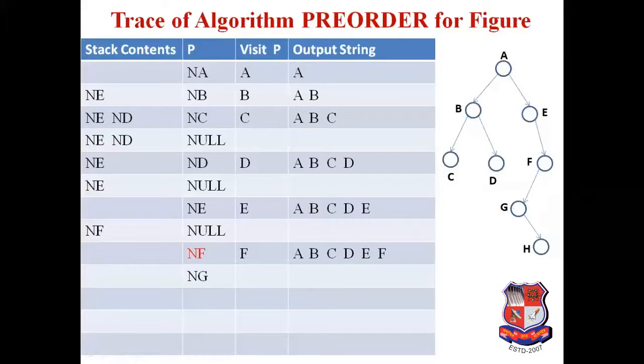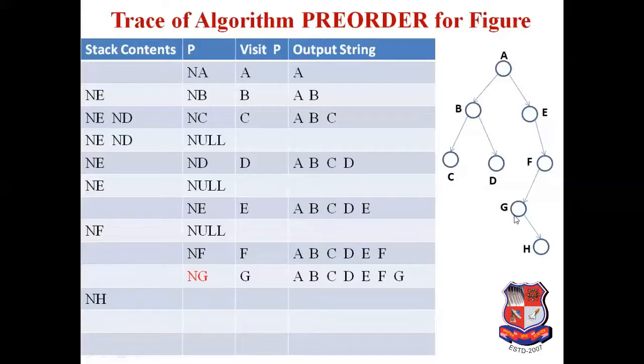Now we process that node. So we first visit that node and add G to the output string. That gives us the sequence A, B, C, D, E, F and G. Now we store the right of G if it has one. Yes, G has a right child, that is H. So we add NH to the stack, and currently the stack is empty, so that node will be the only node in the stack at this point.